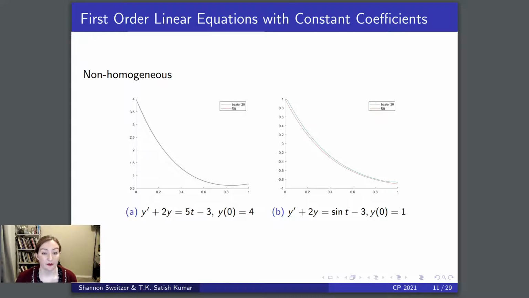This procedure was repeated for other classes of ODEs, including non-homogeneous linear equations. When the non-homogeneous term is itself a polynomial, for example 5t minus 3 in figure A, the problem again reduces to one of enforcing polynomial equivalence. However, when the non-homogeneous term is not polynomial, say something oscillatory like sine of t minus 3 in figure B here, the method can still be used since Bezier curves can uniformly approximate continuous functions. You can see in the two figures below the difference in approximation accuracy when the non-homogeneous term is polynomial versus non-polynomial.